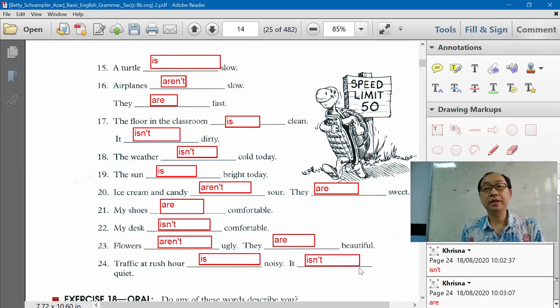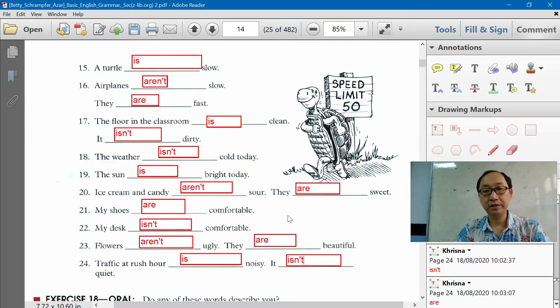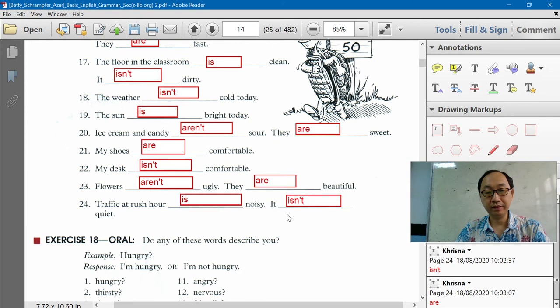Okay, guys, so that's the demonstration of how to answer this exercise, to be positive or to be negative. We use positive when the statement is true. We use negative when the statement is not true. I hope that you can understand and got the benefits of learning with me.